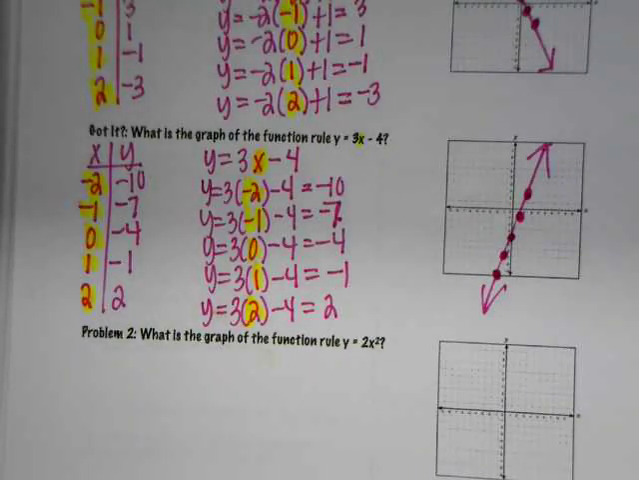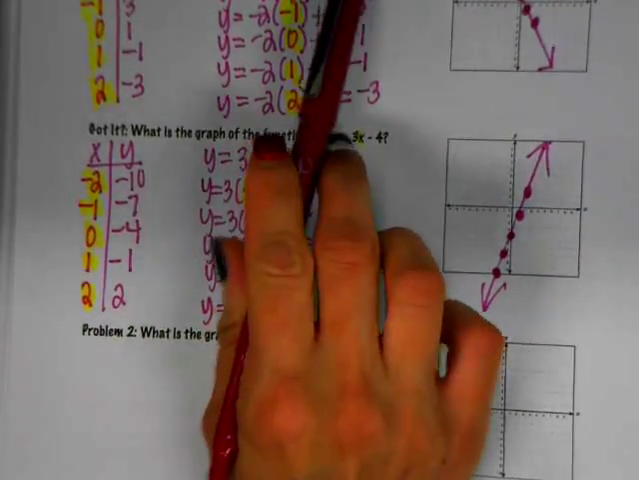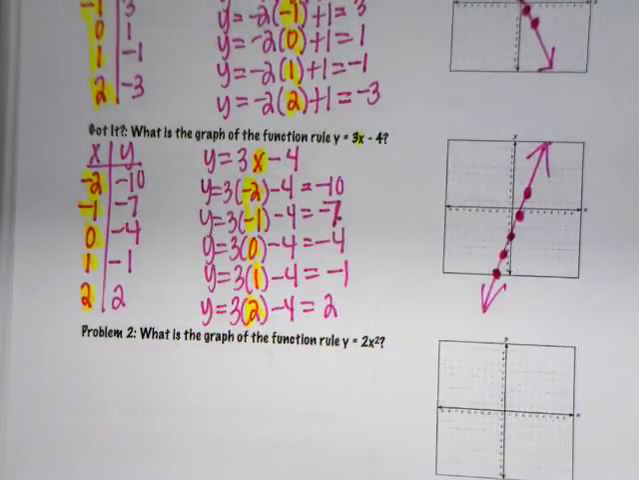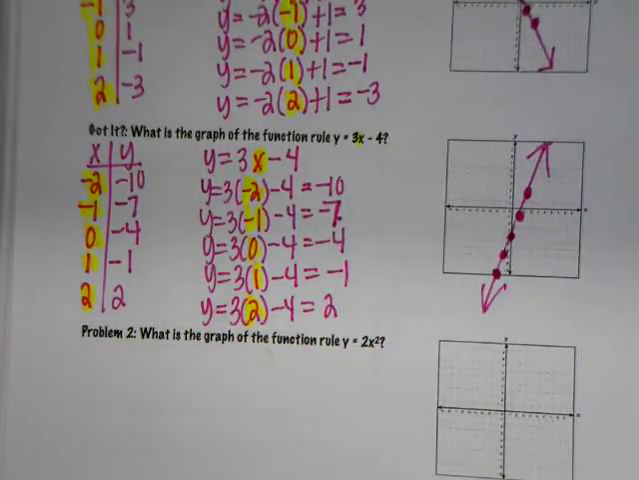Okay, any questions on that? So both of those are linear, meaning they make straight lines. You can tell because they're in y equals mx plus b form, okay? The next two we're going to do are not linear. They're called nonlinear. But you're still going to do the same thing. That's why we're learning this, because this can work for everything, okay?